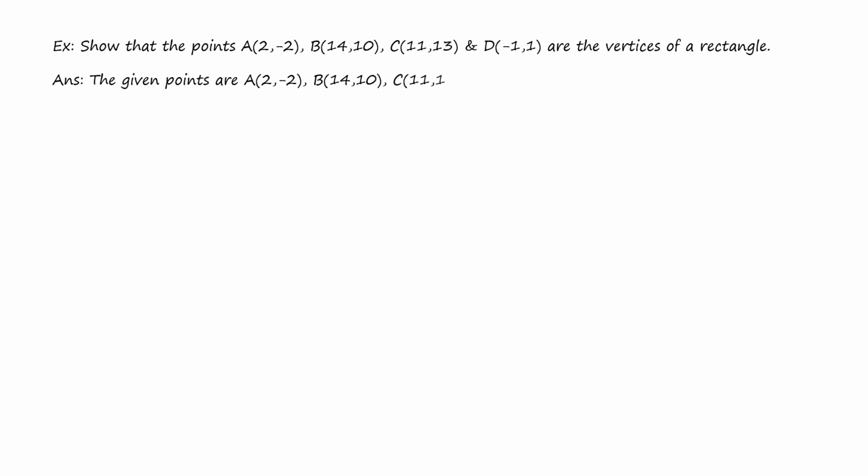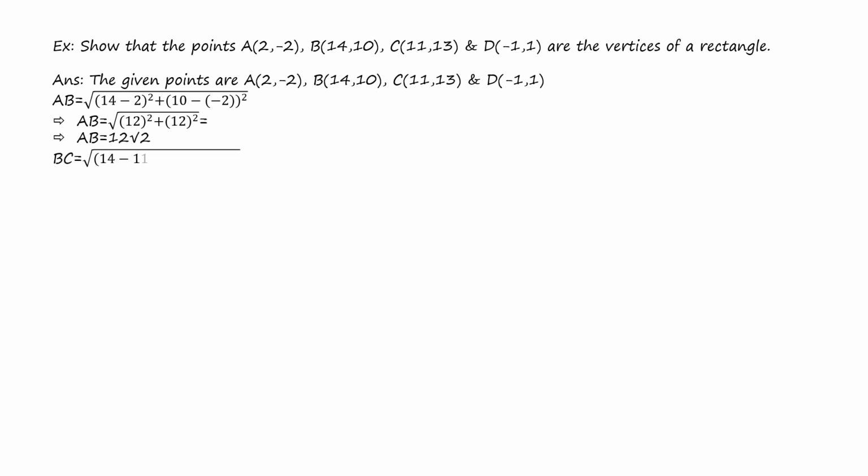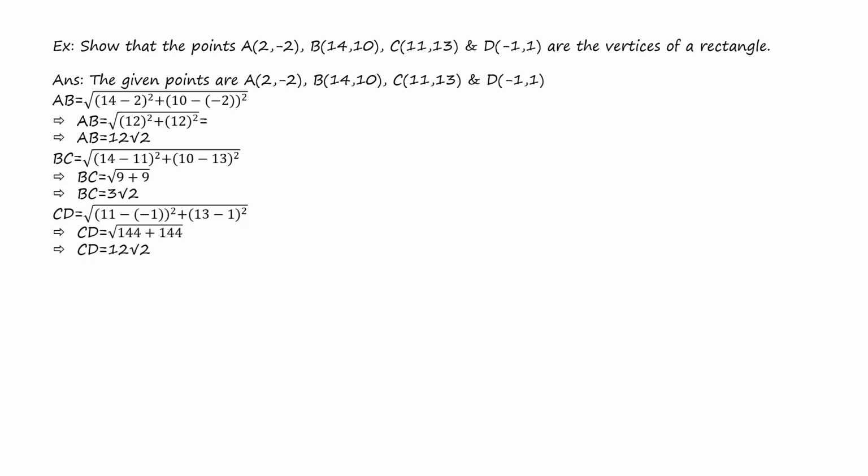The given points are A(2, -2), B(14, 10), C(11, 13) and D(-1, 1). So AB equals the square root of (14 minus 2) whole square plus (10 minus 2) whole square, or AB is nothing but 12 root 2. BC equals the square root of (14 minus 11) whole square plus (10 minus 13) whole square, or BC is nothing but 3 root 2. CD equals the square root of (11 minus 1) whole square plus (13 minus 1) whole square, or CD is nothing but 12 root 2.